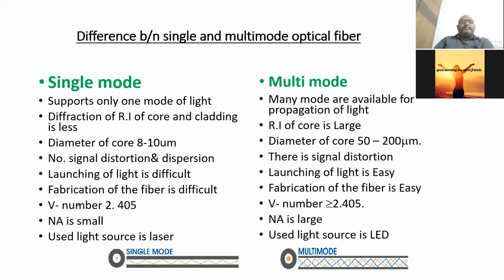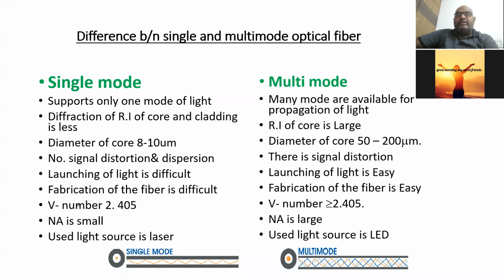The difference between single mode and multi-mode fibers, my dear students, is very important from your examination point of view. The single mode step index fiber supports only one mode of light, and the difference of refractive index of core and cladding is less. The diameter of the core is 8 to 10 mm. There is no signal distortion and dispersion. The launching of light is difficult, and fabrication of the fiber is difficult. The numerical aperture is small, and the light source used is a laser. This is called single mode step index fiber.